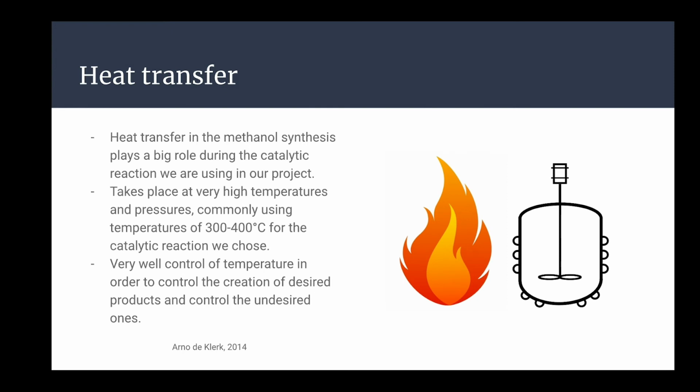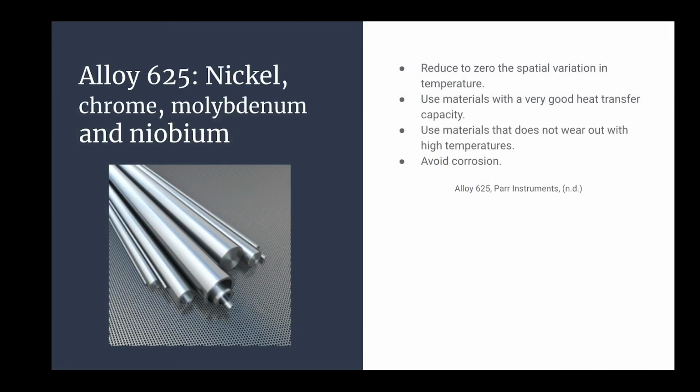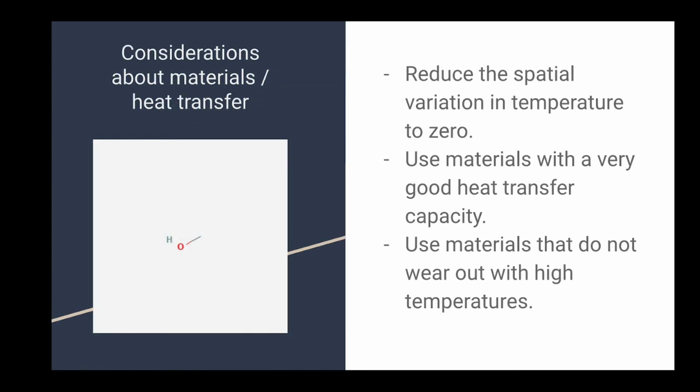A good choice for our reactor is alloy 625, which is an alloy of nickel, chrome, molybdenum, and niobium, offering very good corrosion resistance and high temperature operation without wearing out. That said, the main considerations about heat transfer and materials for our process are: first, a material that helps us reduce the spatial variation in temperature to zero. The second, use materials with very good heat transfer capacity. And the last, use materials that do not wear out with high temperatures or corrosion.